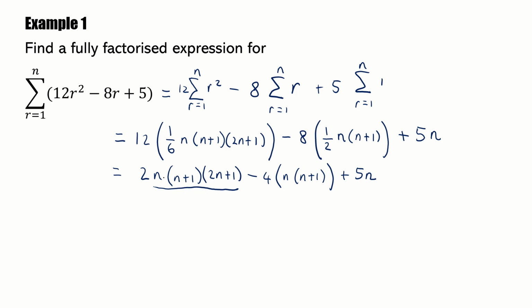Before we do that, we can see that every single term in this expression has an n. So let's start by just factorizing n out of that entire thing. So if we do that, we're going to have n, and then that will leave us with 2 lots of n plus 1, 2n plus 1. We're going to have minus 4 lots of just n plus 1 because we've already factorized the n out of it. And then lastly, we've got just plus 5 because we've factorized the n out of that too.